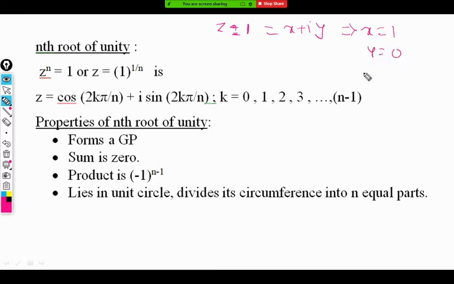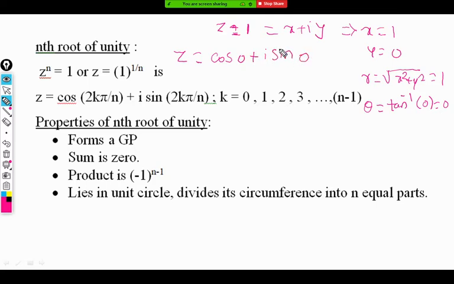So obviously this gives us r equal to root of x square plus y square, and that is again 1, and theta is tan inverse of y by x, that is tan inverse 0, and that's again 0. So z equal to 1 can be written as cos 0 plus i times sine 0. So this is cis 0. That is step 1. We got a polar form.